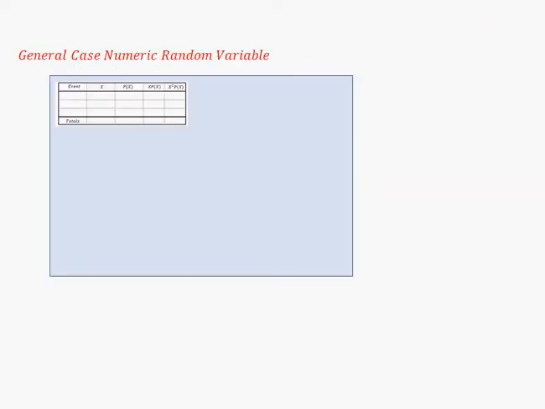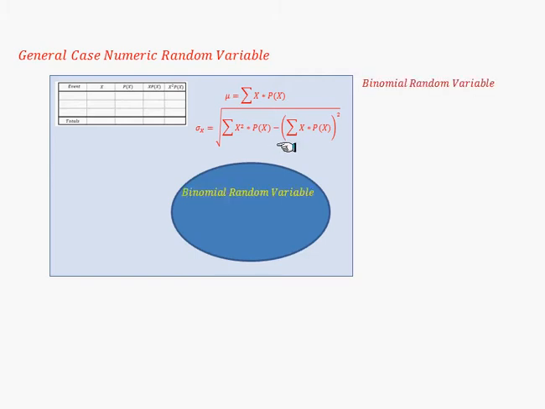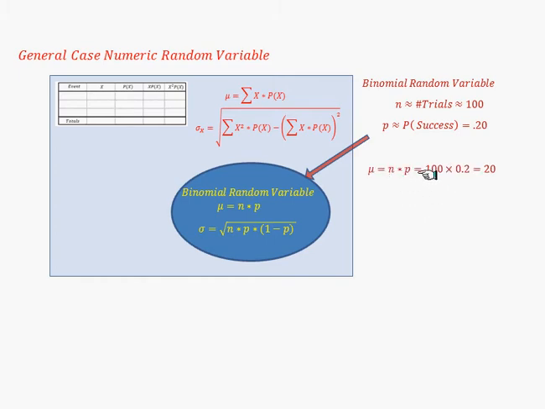Now, to put this in perspective, we want you to look at the case of a general numeric random variable. We have to look at this table and compute these two special cases, the mean and standard deviation. But in the case of a binomial random variable, n equals 100 trials, and in case the probability of success may be 20%, then we can say the mean is n times p, and the standard deviation is given here. Translated, that means that n times p is 20 successes in 100 trials, and the standard deviation is calculated to be sigma equal to 4.